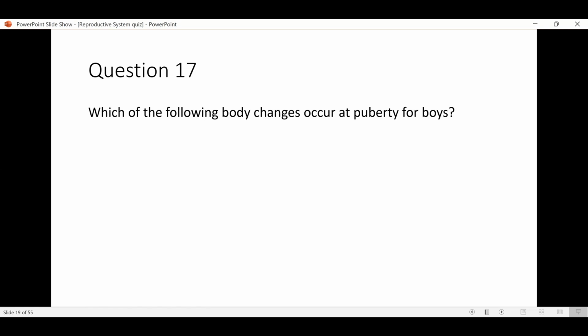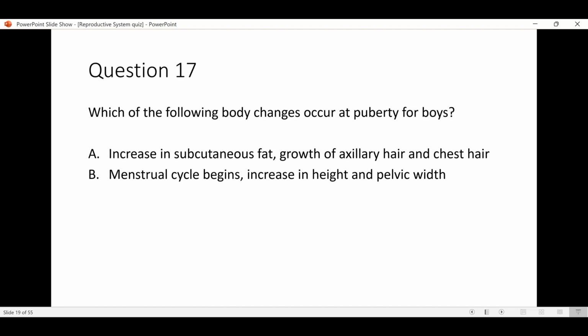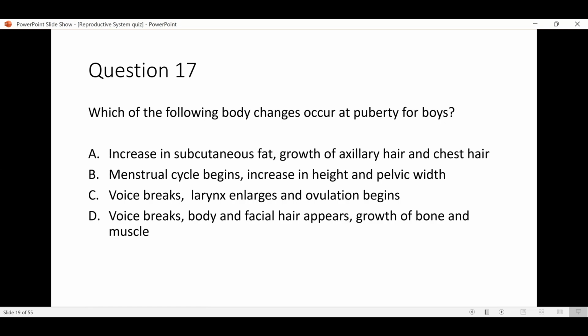Question 17. Which of the following body changes occur at puberty for boys? Increase in subcutaneous fat, growth of axillary hair and chest hair. Menstrual cycle begins, increase in height and pelvic width. Voice breaks, larynx enlarges and ovulation begins. Voice breaks, body and facial hair appear, growth of bone and muscle.